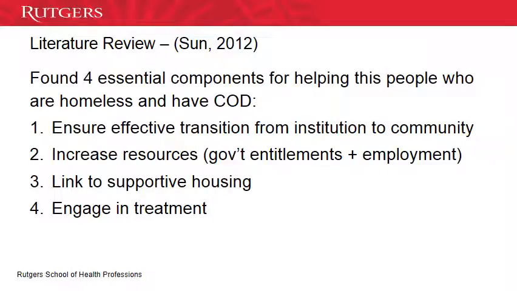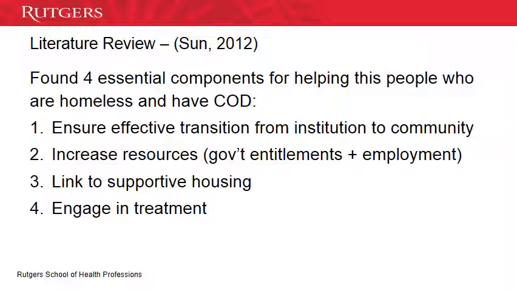Okay, so now we are going to get into the literature review. This is from Soon 2012, and it was a very helpful article to read in preparing for the presentation, and after doing so we decided to use this as our guiding principle way to organize things. The literature review looked at a number of studies over the years involving homeless individuals with co-occurring disorder and found 4 essential components for helping this population.